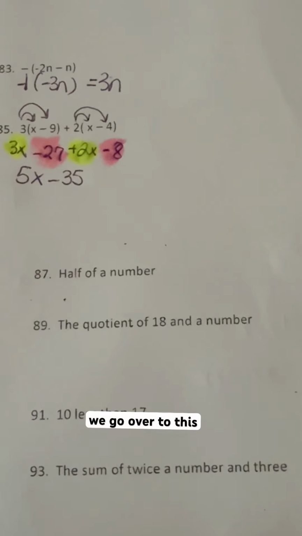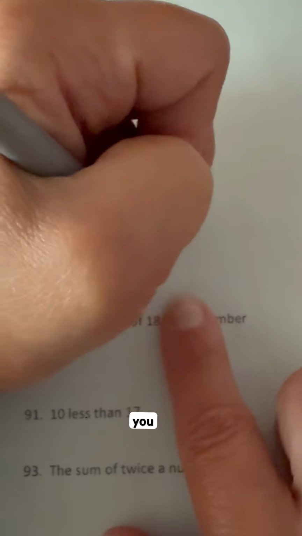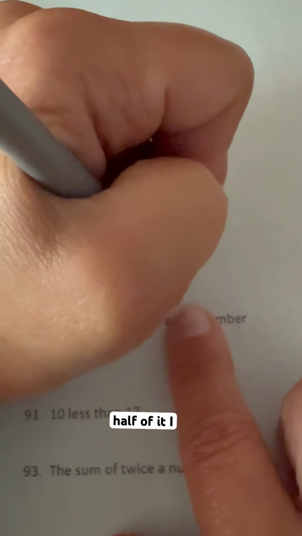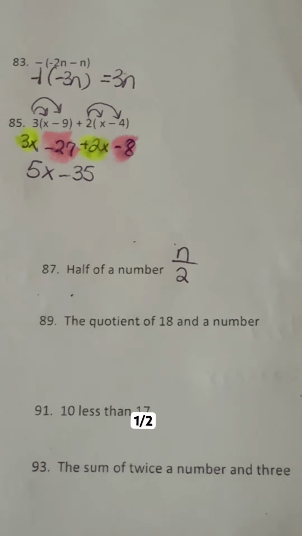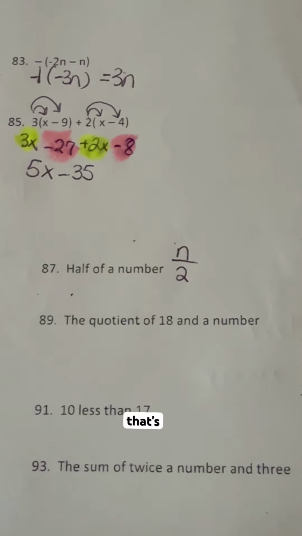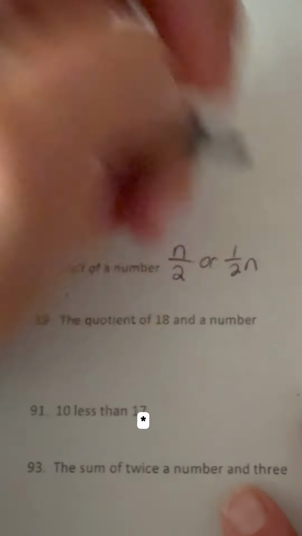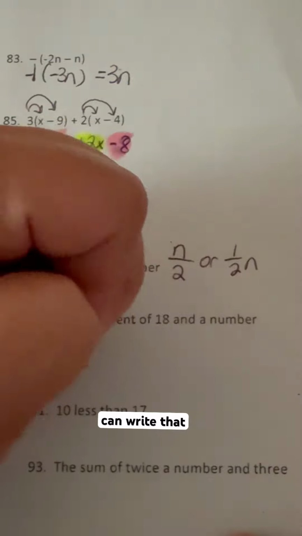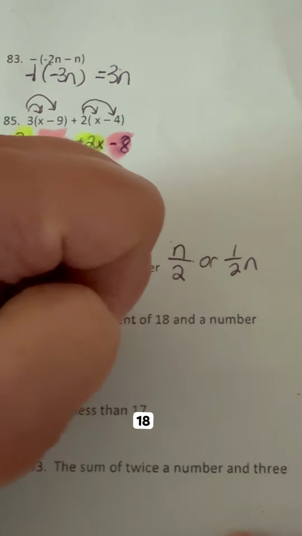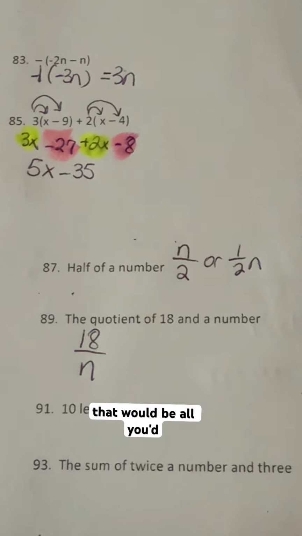Now we go over to this, half of a number. You can write this a couple of different ways. Me personally, you have a number and you're taking half of it, I like to just cut it in half by dividing it by 2. Or you could write 1/2 of n if that's preferable to you. So you could either write this or you can write 1/2 times n. Either one of those is acceptable. And then the quotient of 18 and a number, you can write that as 18 divided by the number, we'll just call it n, and that would be all you'd have to do.